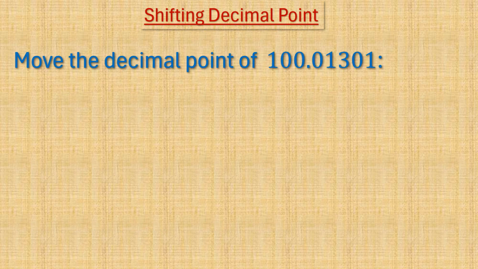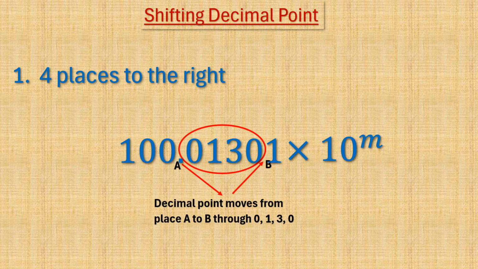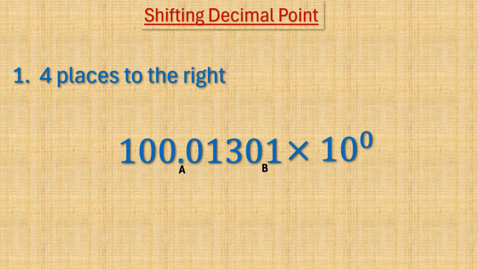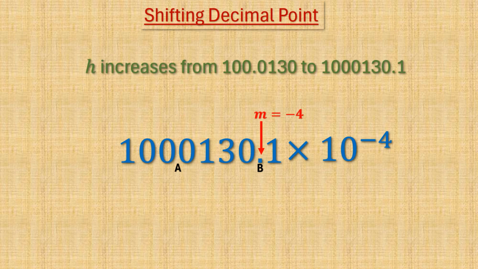Let us try this. Move the decimal point of 100.01301 1. 4 places to the right, 2. 4 places to the left. The decimal point will jump digits 0, 1, 3 and 0 to the right. So, from the starting place, m equals 0, we shift the decimal point 4 places to the right. Now, see the movement of the decimal point, and its effect on h. You will observe that h increases from 100 to 1,130,000, as the decimal point moves 4 places to the right.